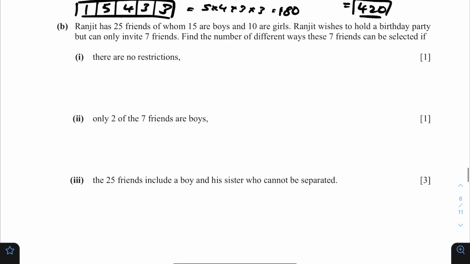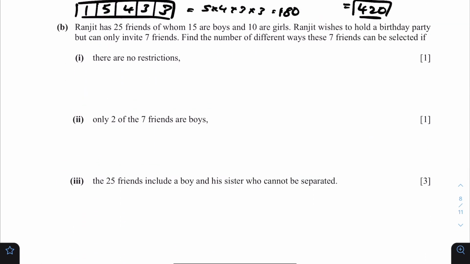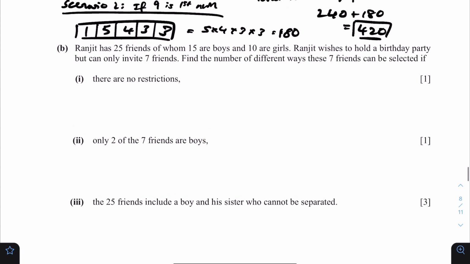So Ranjit has 25 friends, of whom 15 are boys and 10 are girls. Ranjit wishes to hold a birthday party but can only invite 7 friends. Find the number of different ways these 7 friends can be selected. If there are no restrictions, only 2 of the 7 friends are boys. The 25 friends include a boy and his sister who cannot be separated. So the first one is find the number of different ways these 7 friends can be selected.